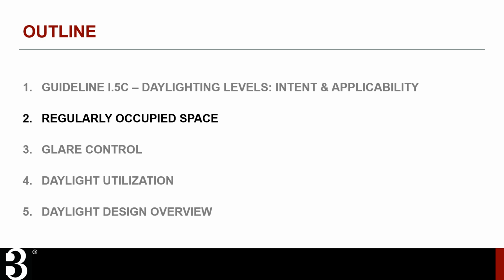The B3 Guidelines program, and especially the Indoor Environmental Quality Guidelines, are intended to focus on the spaces that occupants will spend the most time in. Because of this focus, we use the term regularly occupied space throughout the guidelines. We will now define this term and walk through an example of how to categorize spaces for compliance with this guideline.